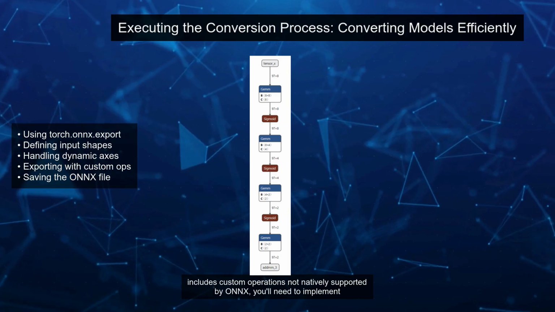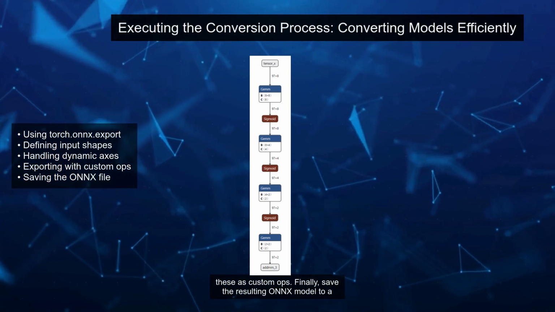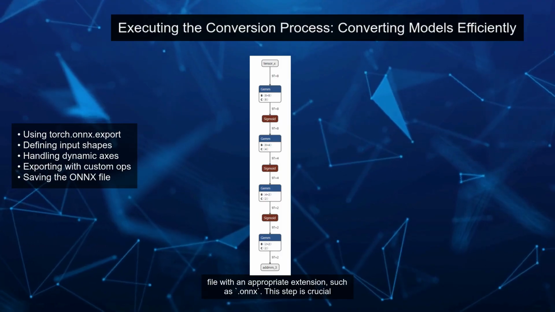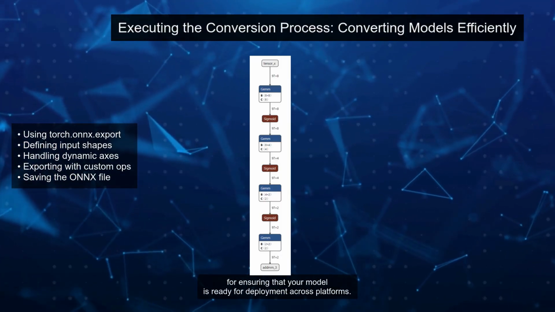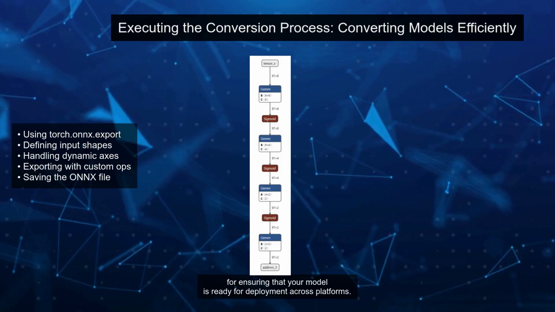If your model includes custom operations not natively supported by ONNX, you'll need to implement these as custom ops. Finally, save the resulting ONNX model to a file with an appropriate extension, such as .onnx. This step is crucial for ensuring that your model is ready for deployment across platforms.